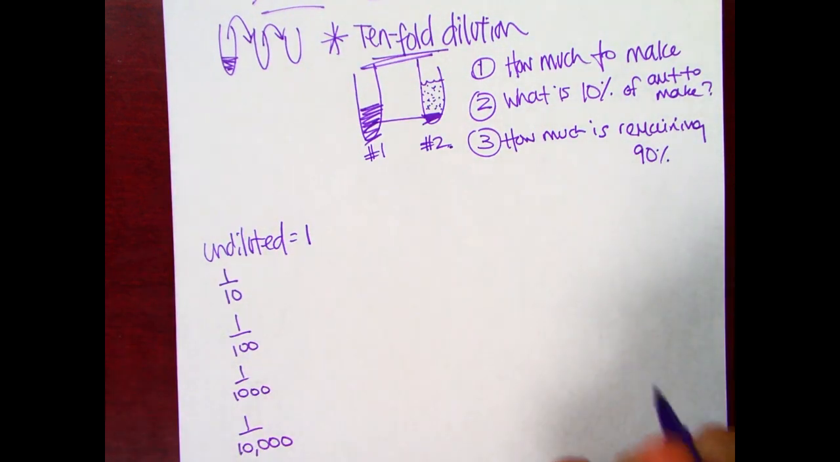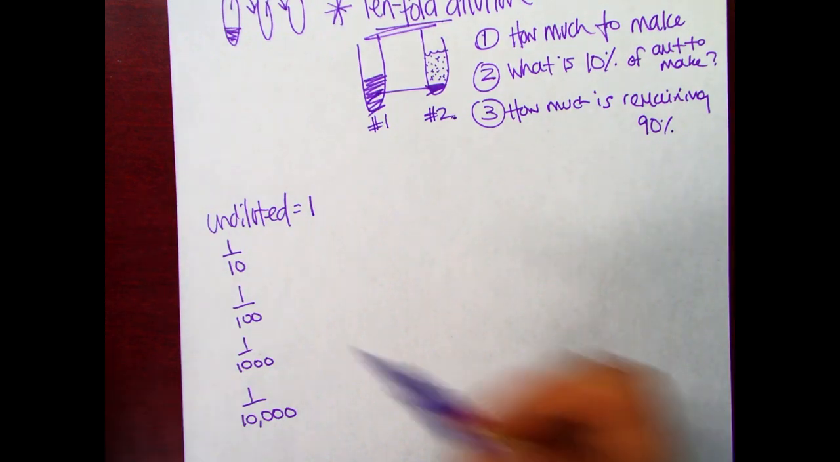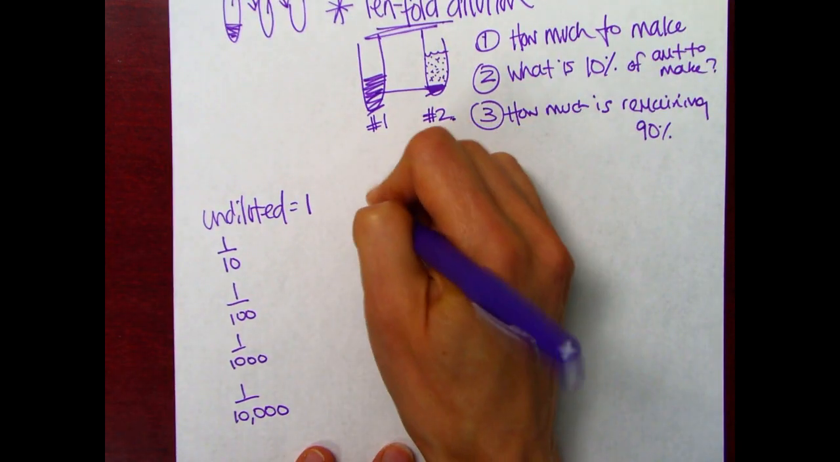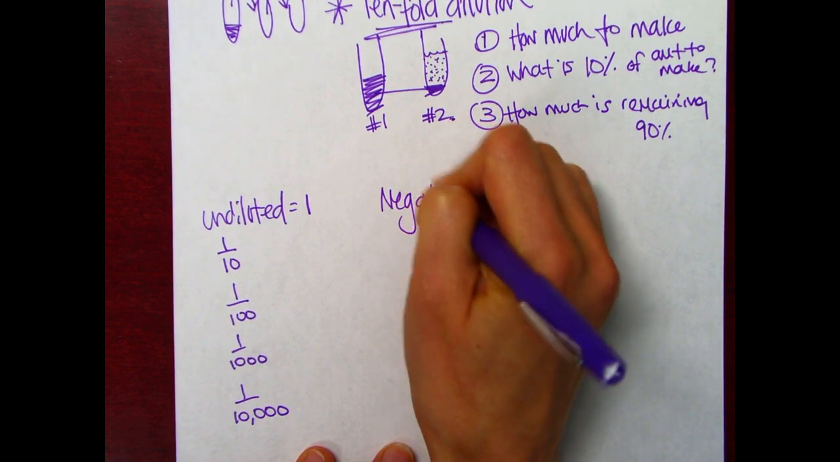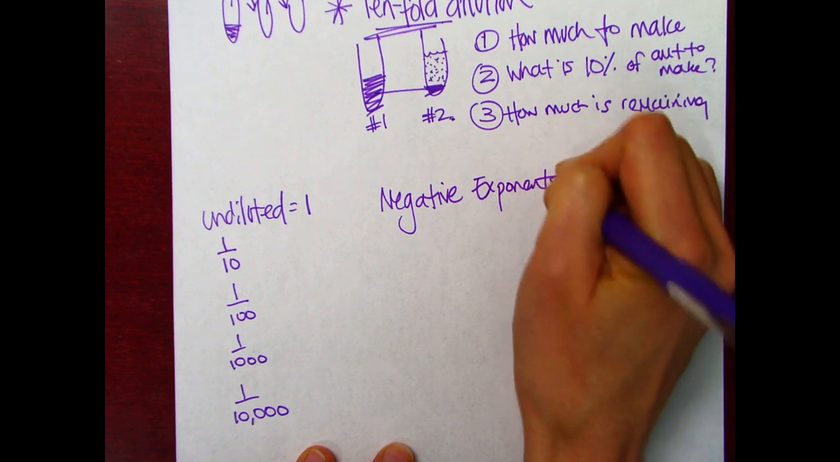Around in here, it can be easy to lose track of your zeros, like accidentally write one too many zeros or not enough zeros. And so what we're going to use instead of all these fractions are negative exponents. Even if you're not good at exponents, just hang in there.